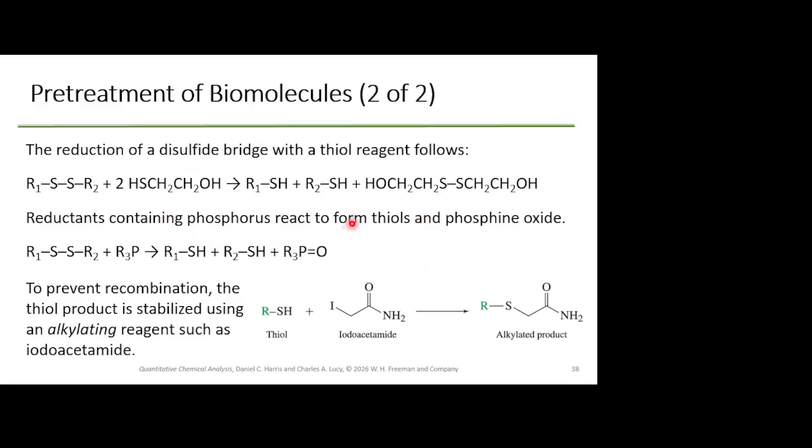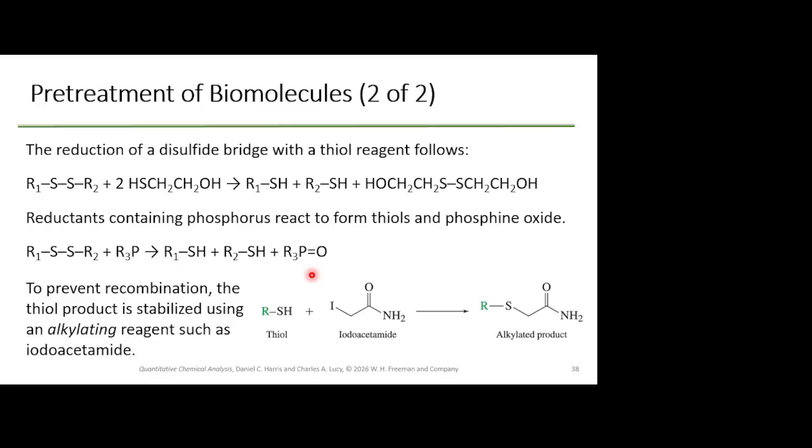Now, these reductants that contain phosphorus will react to form thiols and phosphine oxide. And so this will, again, split up that disulfide linkage, but we'll instead get a phosphate here instead of the disulfide, other disulfide, not protein disulfide. Okay. Now, we do need to prevent recombination because those disulfide bonds do typically form because they're fairly stable. Okay, so you'd get some degree of recombination depending on stability, of course.